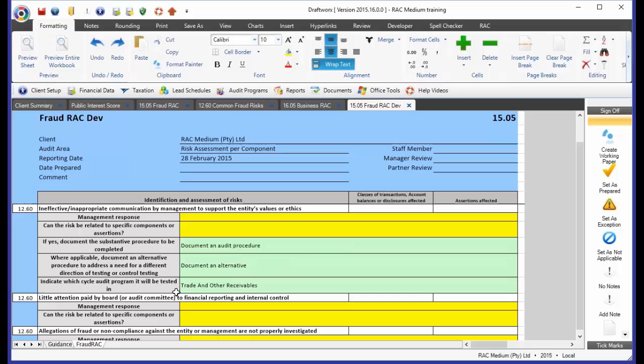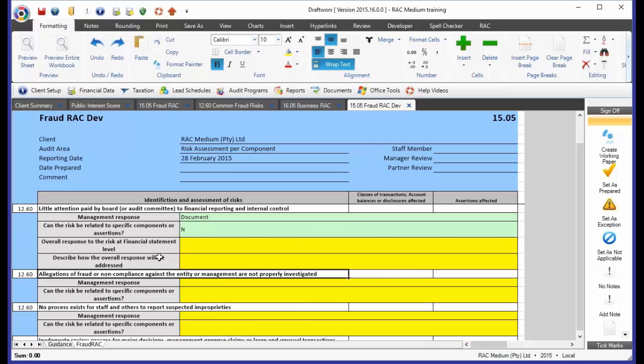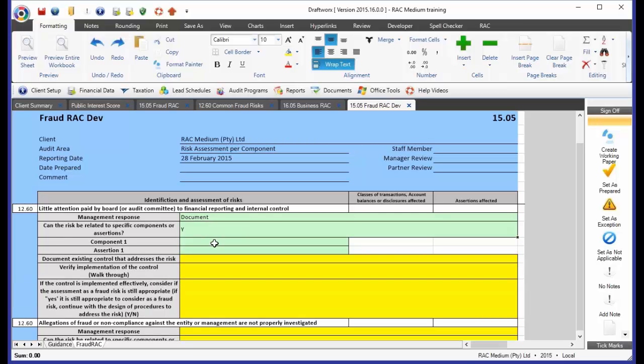So let's have a look at 12.60, for instance. Here we need to document management's response. Can the risk be related to specific components and assertions? If I say no, it doesn't give me the option to select components and assertions. It's just asking me for my overall response and my description. If I say yes, we can assign specific components and assertions, then it immediately closes those and opens the first component and first assertion for me to document, and so on and so forth. So that's the layout of the file that we will be working with.